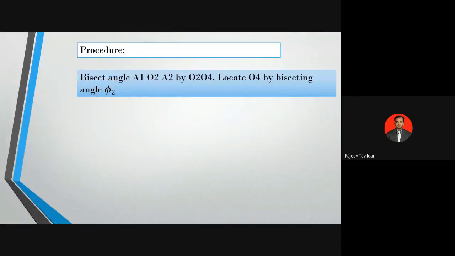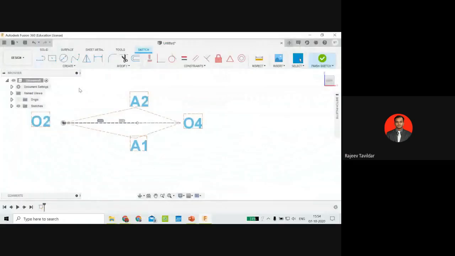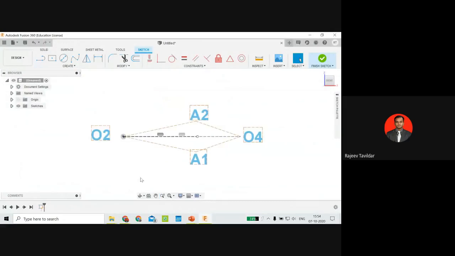So this was the first step in the procedure: to bisect the angle A1 O2 A2 by O2 O4 and locate O4 by bisecting the angle psi 2, which we have already done. Next step is to draw the input link in the specified positions. So I have A1 and A2. Let me draw A3 and A4 also.